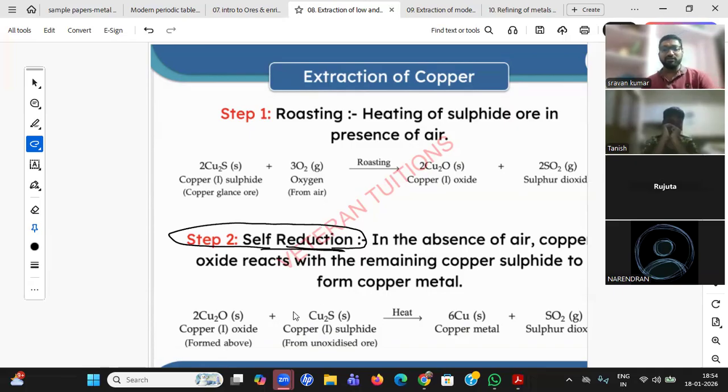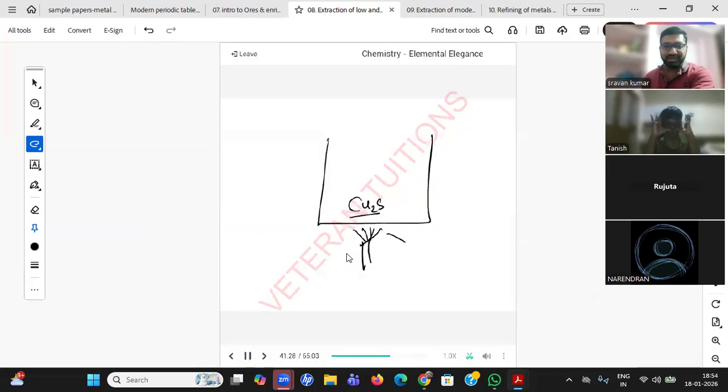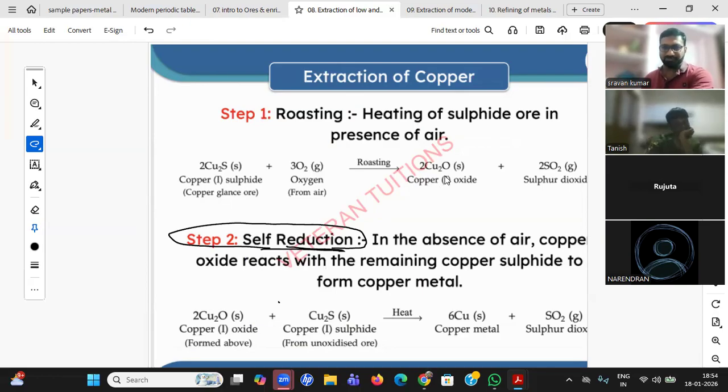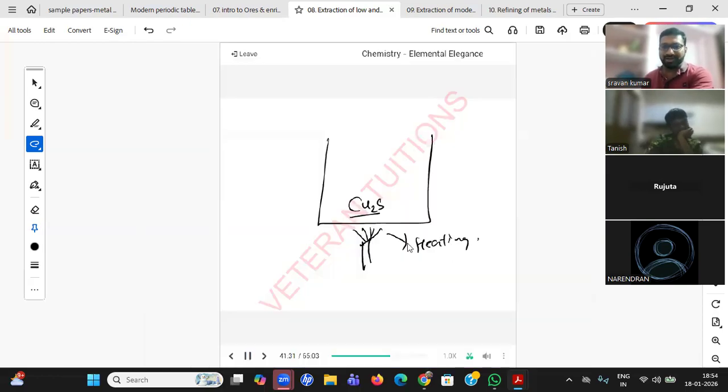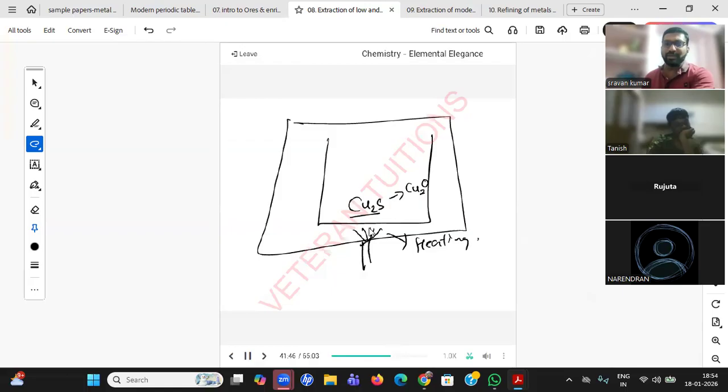Okay, self reduction. What does self reduction mean? You see, first of all, what are we doing? In presence of oxygen, we are roasting or heating. So copper sulfide, I took some in an apparatus or some open environment, and I am heating it. What will it form? You will form copper oxide. Soon some of the copper oxide is formed. I have just to close this environment.